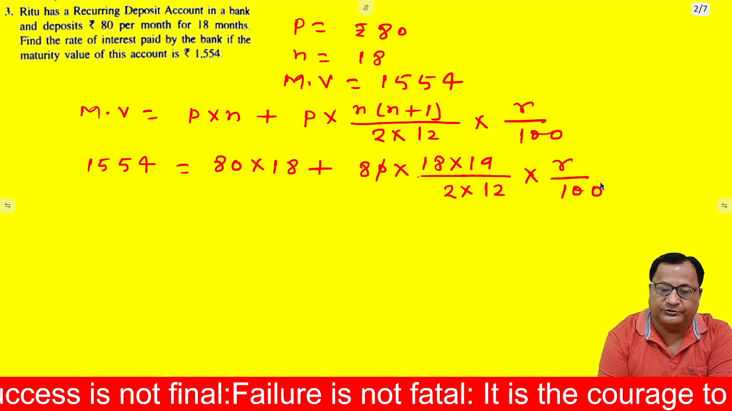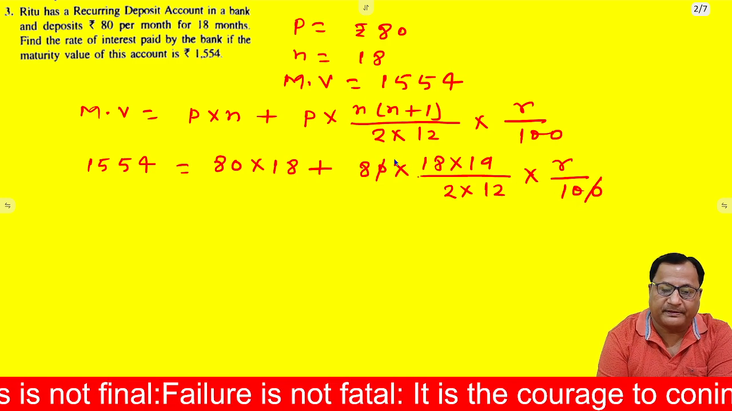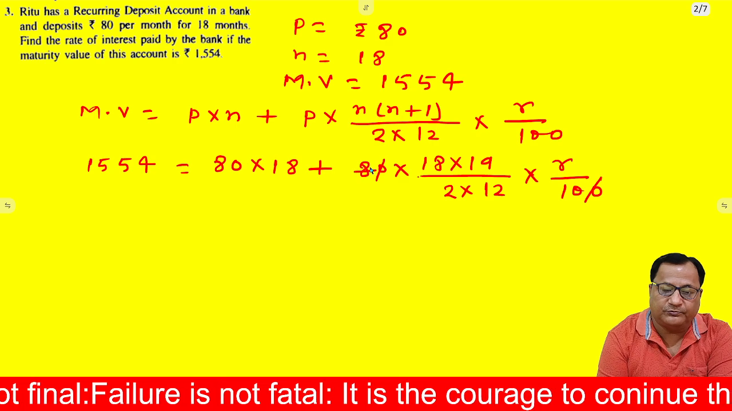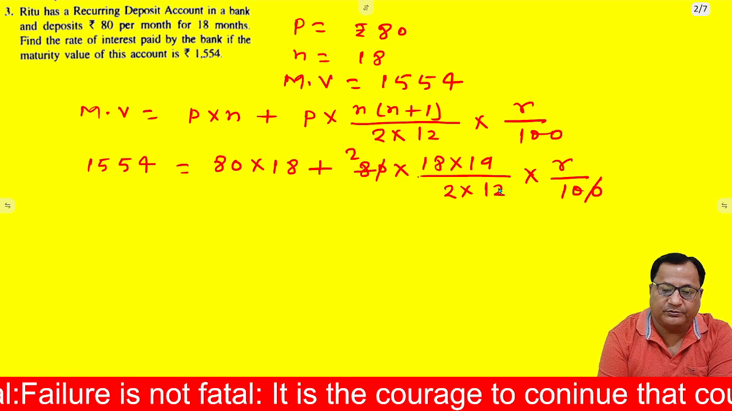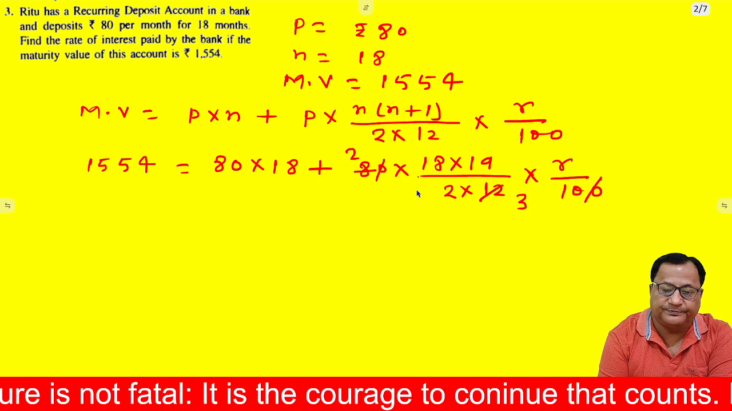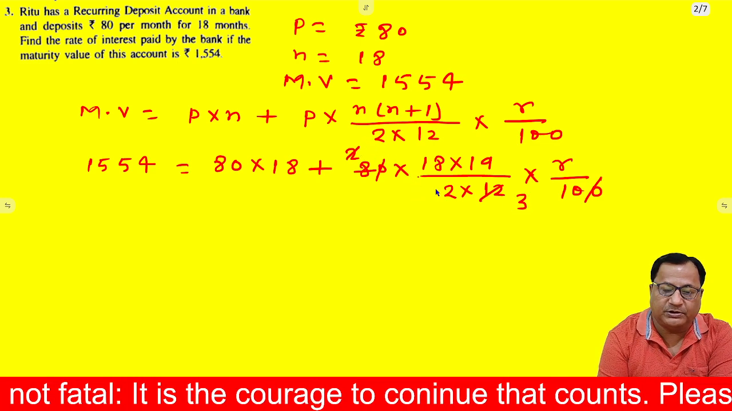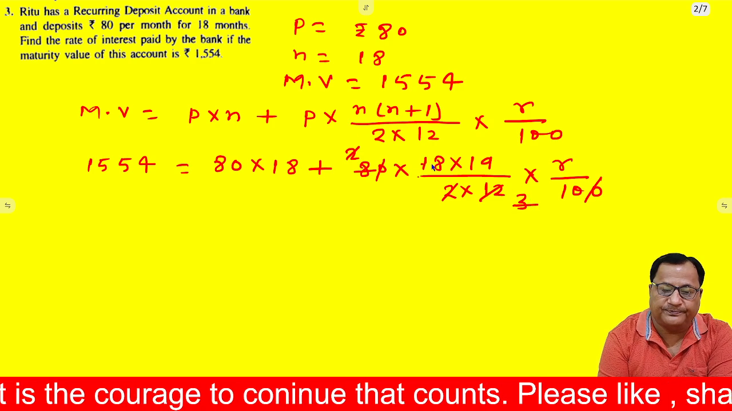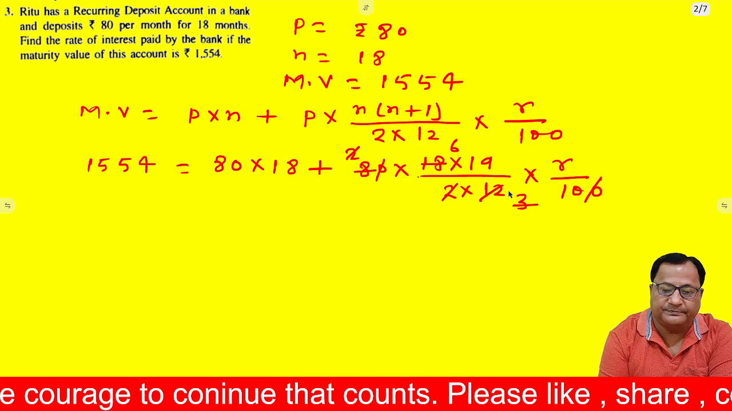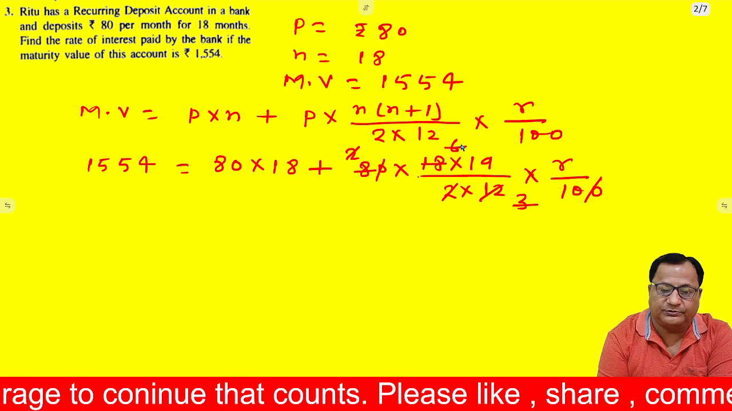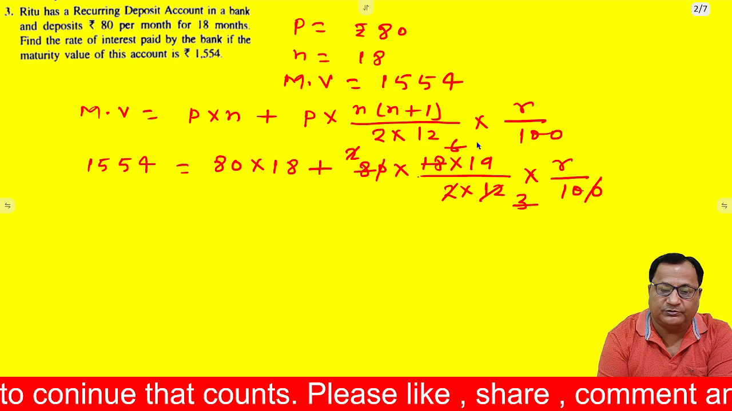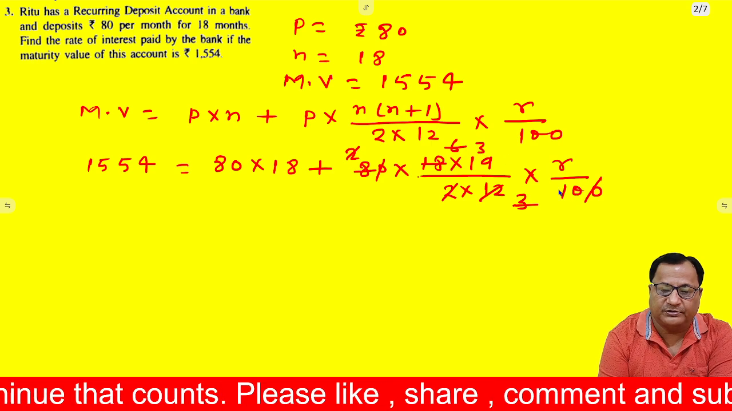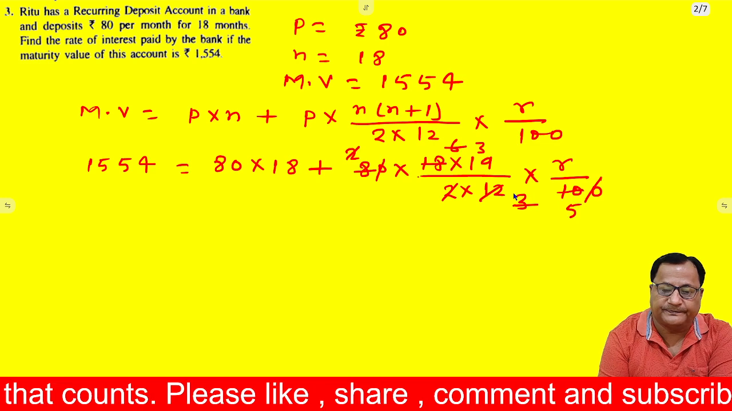This 0 will cut. 4 2s are 8, 4 3s are 12. 2 and 2 will cut. 3 6s are 18. 2 3s are 6. 2 5s are 10.